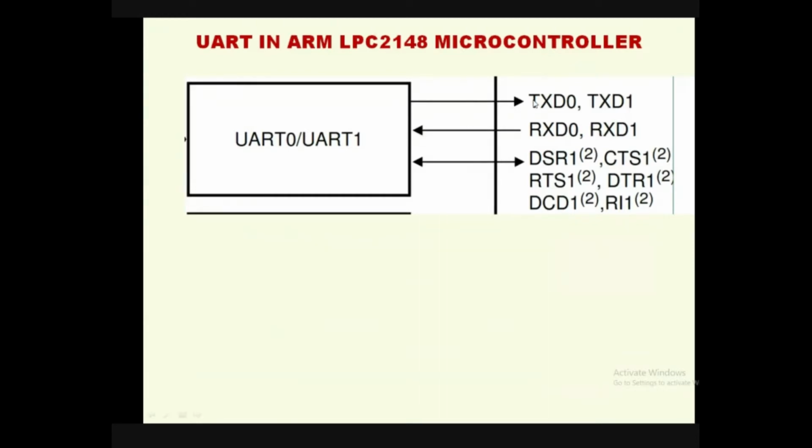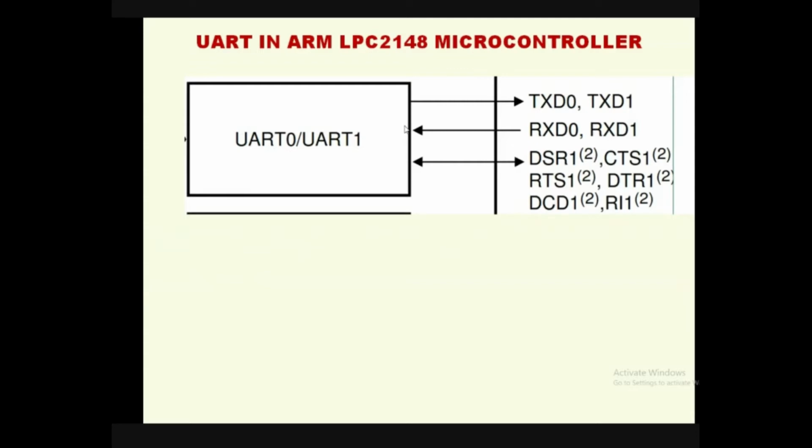Because there is a separate transmission line and a separate receiving line, when both transmission and reception happen simultaneously, we call it full duplex. So the UART is a full duplex serial communication protocol. How do you identify whether a protocol is full duplex or half duplex? If there is a separate transmit line and a separate receive line, that justifies it is a full duplex serial communication protocol. If not, it can be a half duplex serial communication protocol.